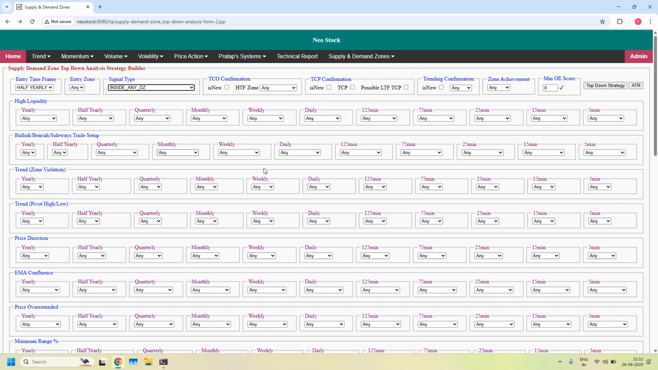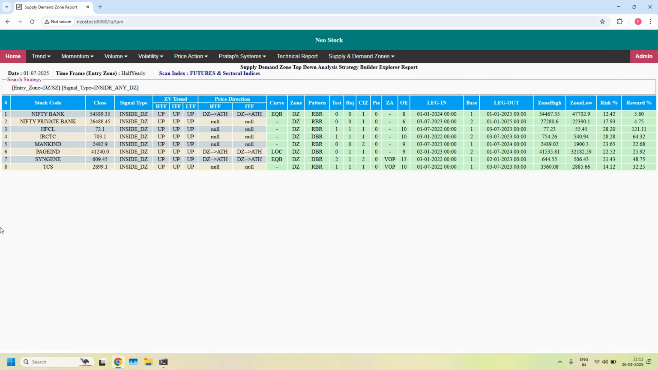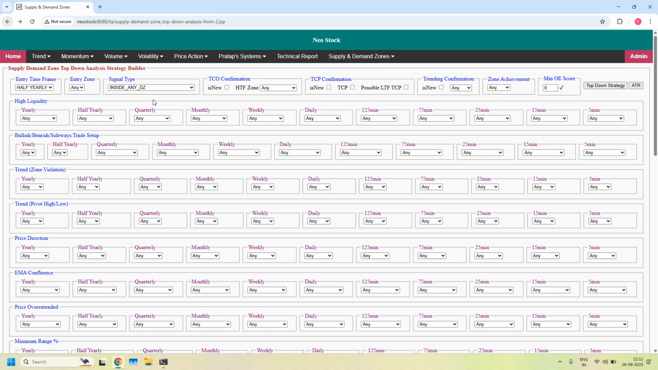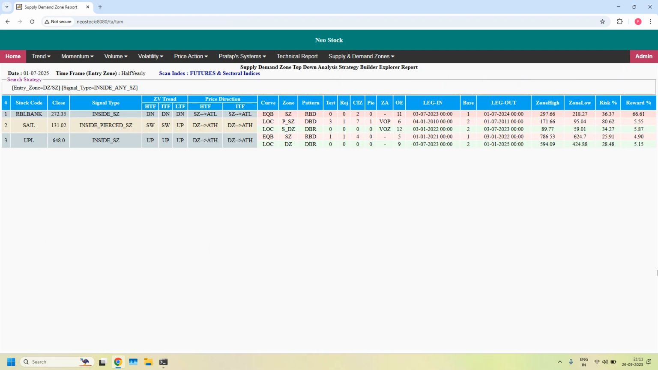Next, price closed inside the half yearly demand zone. We got 8 stocks. Next, price closed inside the half yearly supply zone. We got 3 stocks.